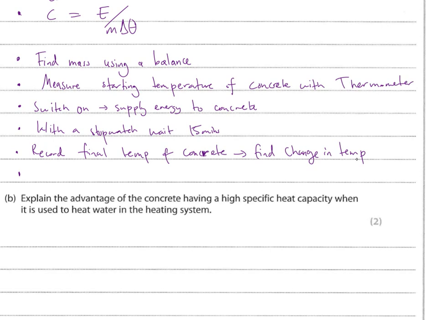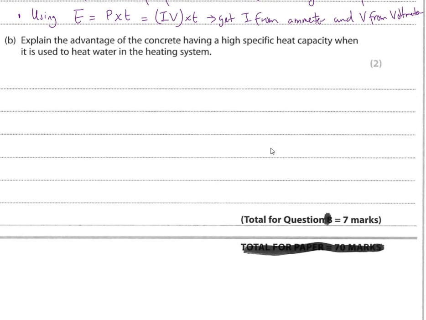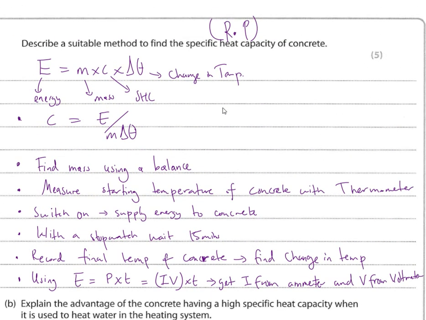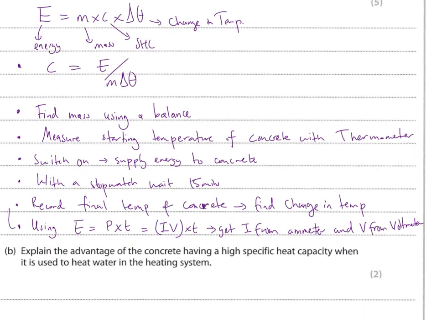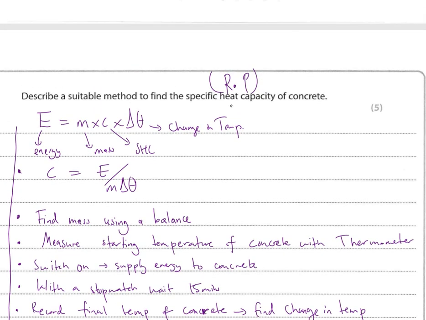Right. Using energy is equal to power multiplied by time. Now power, we know that power is I times V. So get I from the ammeter and V from the voltmeter. This will give you the energy, and then I'm going to use this. I'm going to need to have space somewhere. Okay, let me just go back up then. So from here, let's go up. Up here.